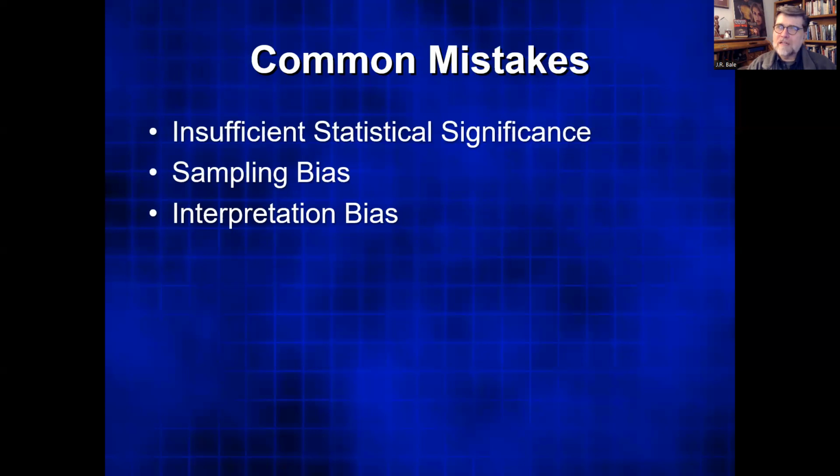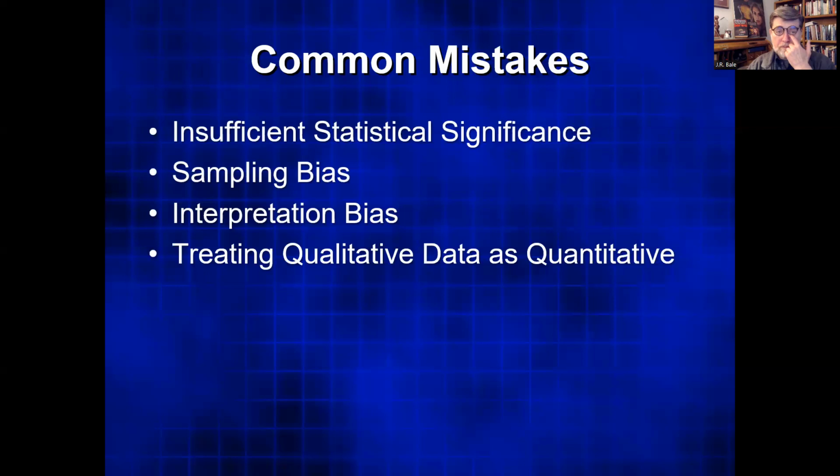Somebody one day went back to the old videotapes and realized that this was really not true. There were really only two groups. And we had been working under a fallacy at that point. So, another problem is that sometimes people treat qualitative data as quantitative.